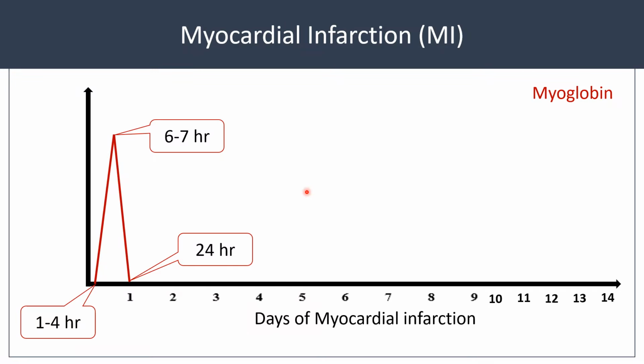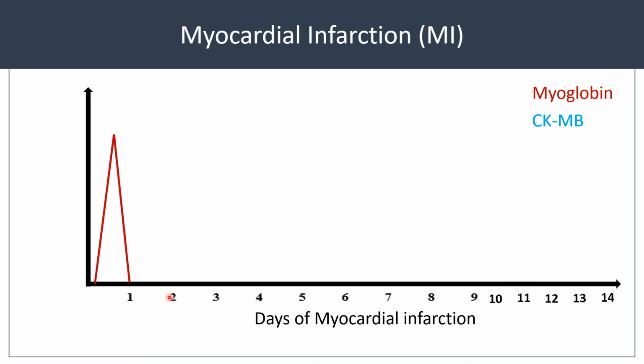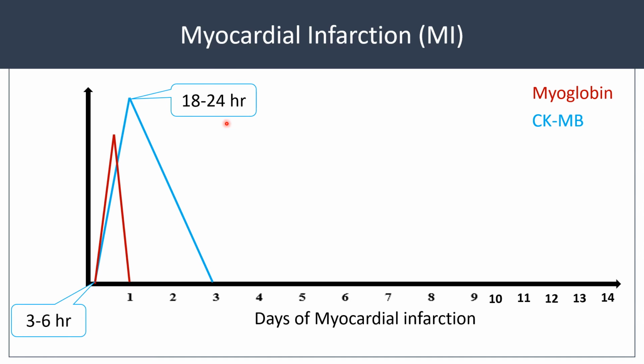Okay, so let's revise. The first marker in myocardial infarction which will get elevated is myoglobin. Myoglobin will start elevating in the blood following myocardial infarction by 1 to 4 hours, it will reach the peak by 6 to 7 hours, and it will become normal by 24 hours. Following this, CKMB will start appearing in the blood by 3 to 6 hours, it will reach a peak by 18 to 24 hours, and it will become normal by 36 to 48 hours.